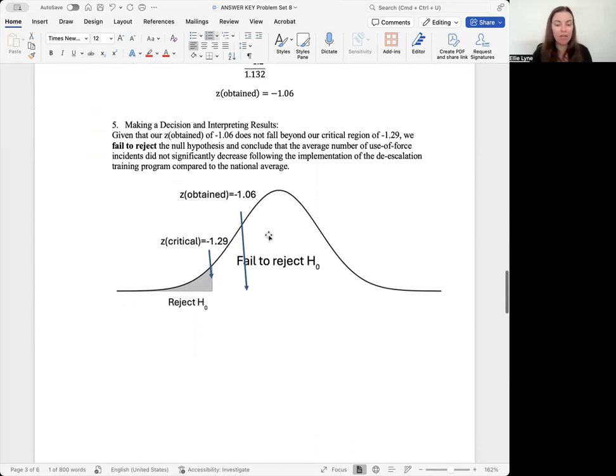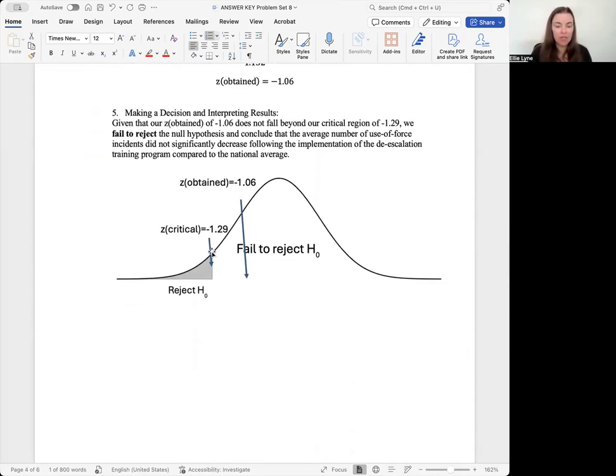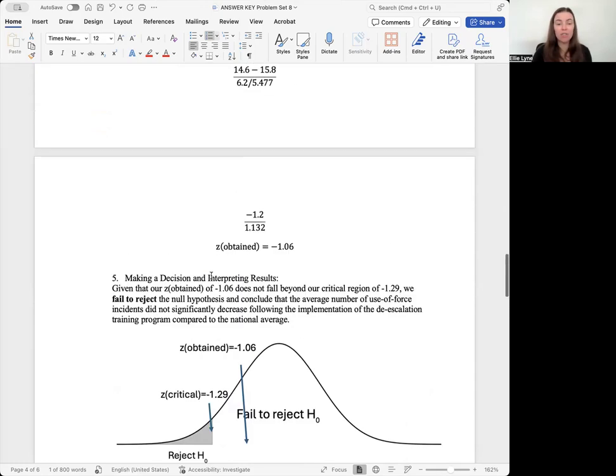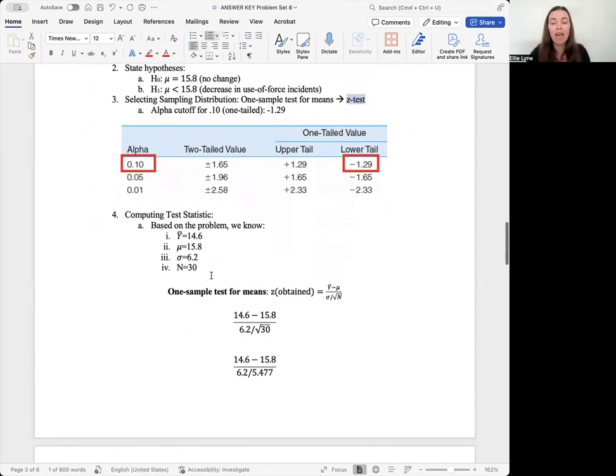I'll sneak down here again for our final decision here to just show you that we're only interested in this one-tailed because it's a decrease, right? We're not interested if it's different or if it increased, only decrease, so the negative end of our distribution. And because of that, we are only interested in our lower tail here. So we go to our chart and just make sure we're matching up here. So our alpha cutoff for 0.1 of a one-tailed test is negative 1.29. Moving on to computing our test statistic in step number 4.